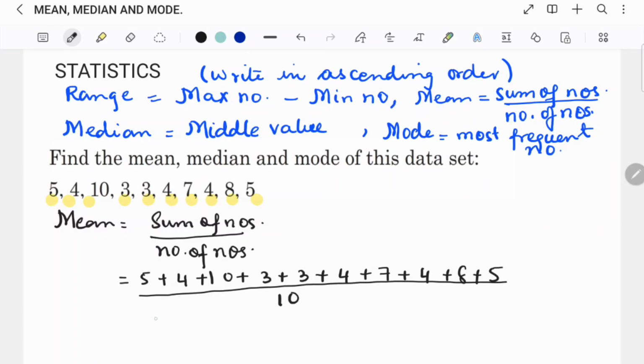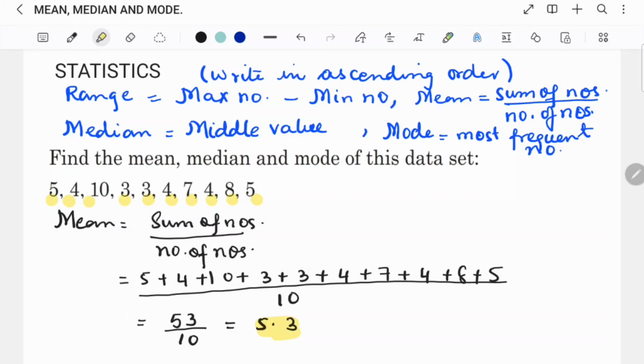I've calculated it already. The sum is 53. You can use the calculator if it's coming in Paper 4. So 53 divided by 10 is equal to 5.3. So your mean is 5.3. Coming to the median now.